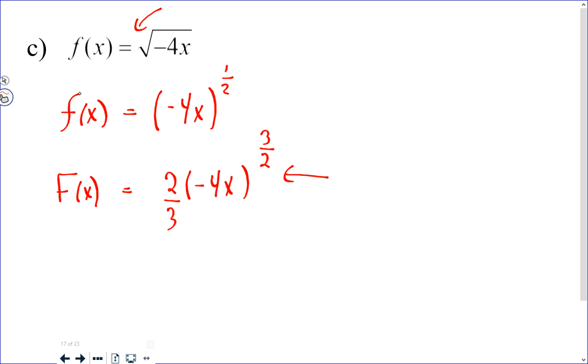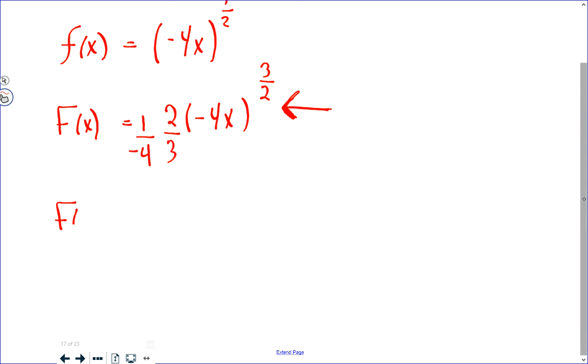Now the other problem is that when I differentiate this expression, I'm going to wrap that exponent around the base, which stays the same. I'm going to drop 1 from the exponent, but then I'm also going to have to multiply by the derivative of what's inside, which would be negative 4. And I don't see up here a negative 4 out in front, which means I have to divide by a negative 4. When I simplify this, the antiderivative becomes negative 1 over 6 times negative 4x to the 3/2 plus our constant.